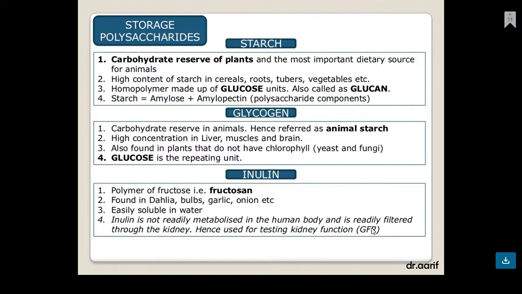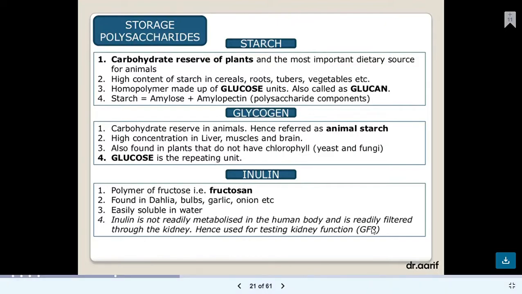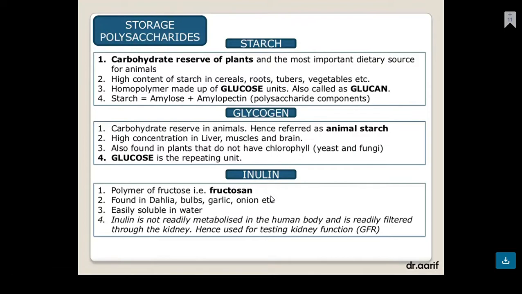Starch is mainly found in plants, glycogen is found in animals, and inulin is found in certain plants like dahlia, bulbs, garlic, onion, etc. They are easily soluble in water, and inulin is also used for testing kidney function because it can be readily filtered through the kidney itself.